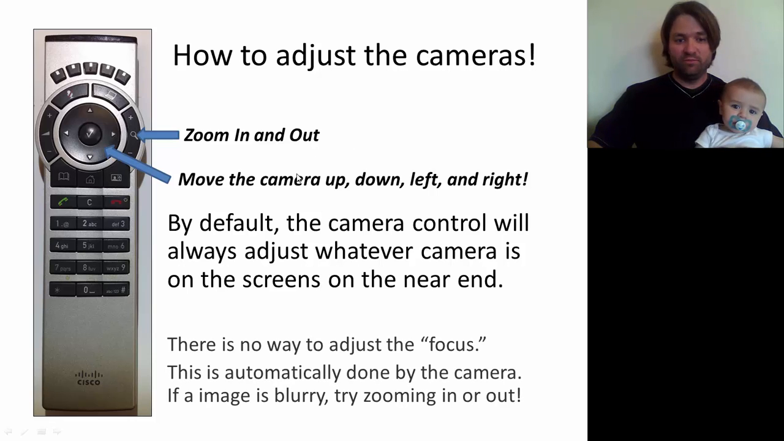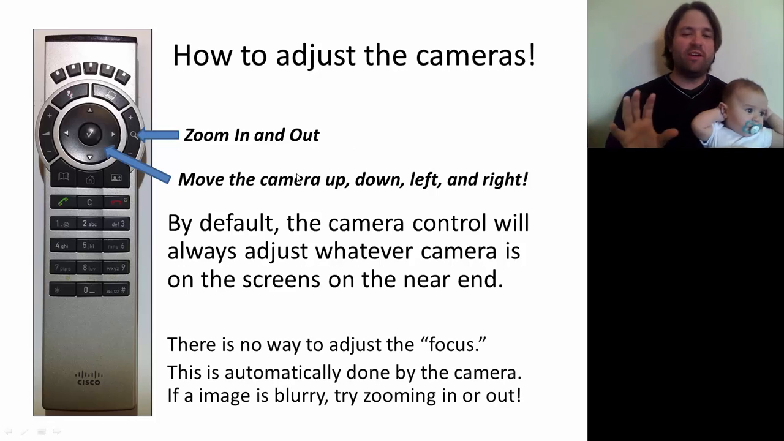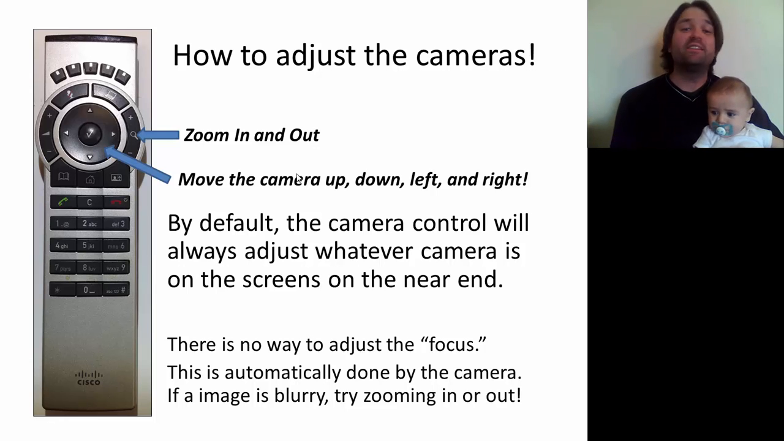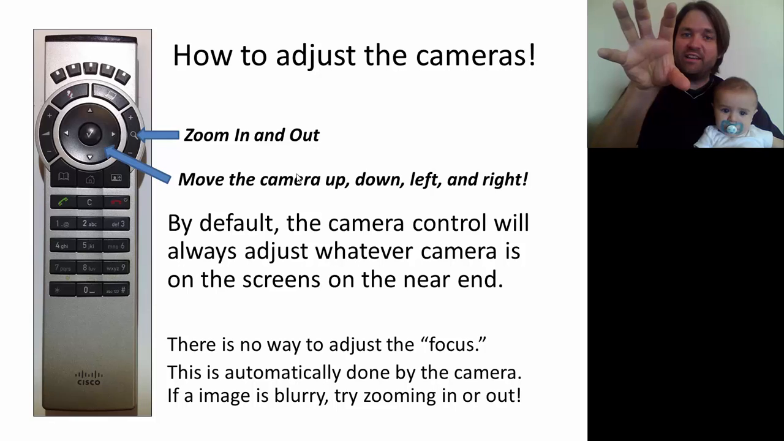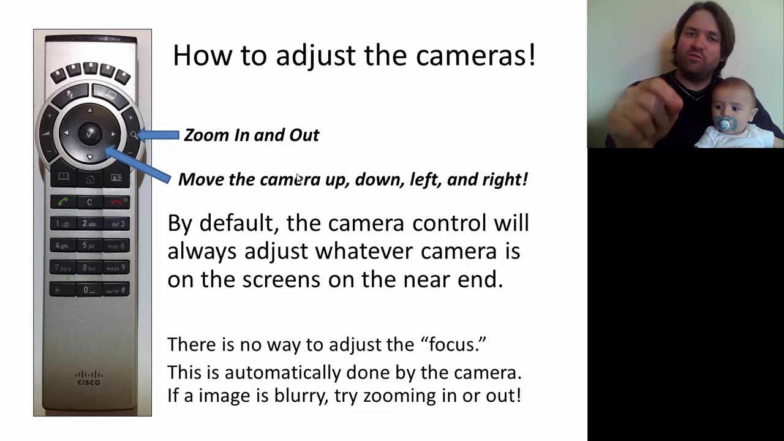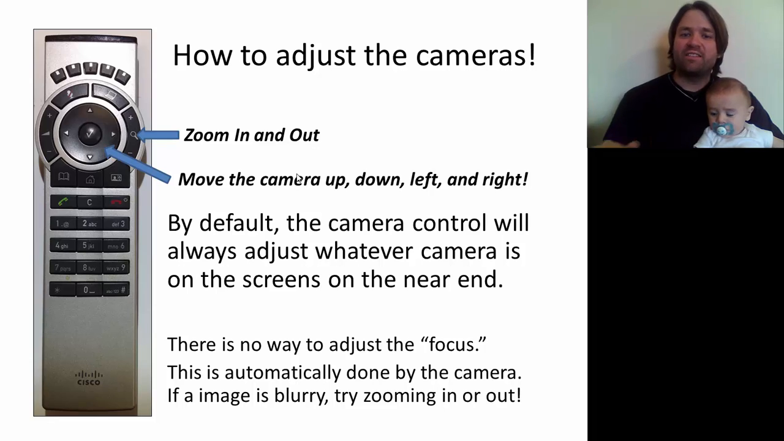Like I said, there's no way to focus things. If you notice that you're looking at your instructor camera and it's just blurry, what you want to do is zoom in and zoom out just a little bit, and usually that triggers the system to automatically focus. And so that's kind of the trick for focusing, but there is no actual ability to focus. That's all done automatically.